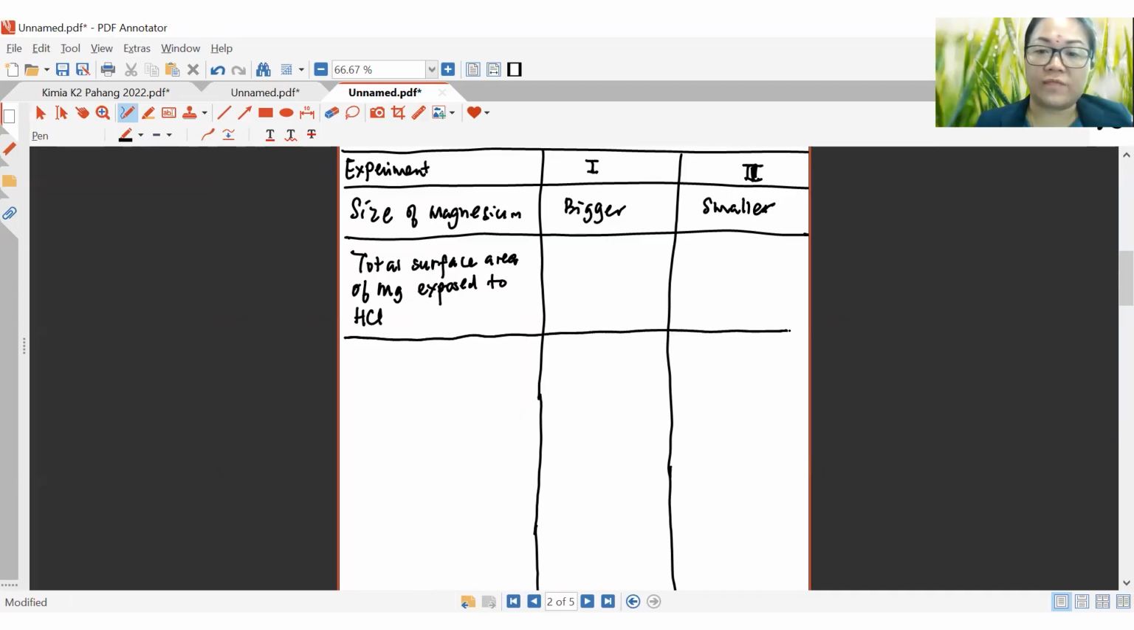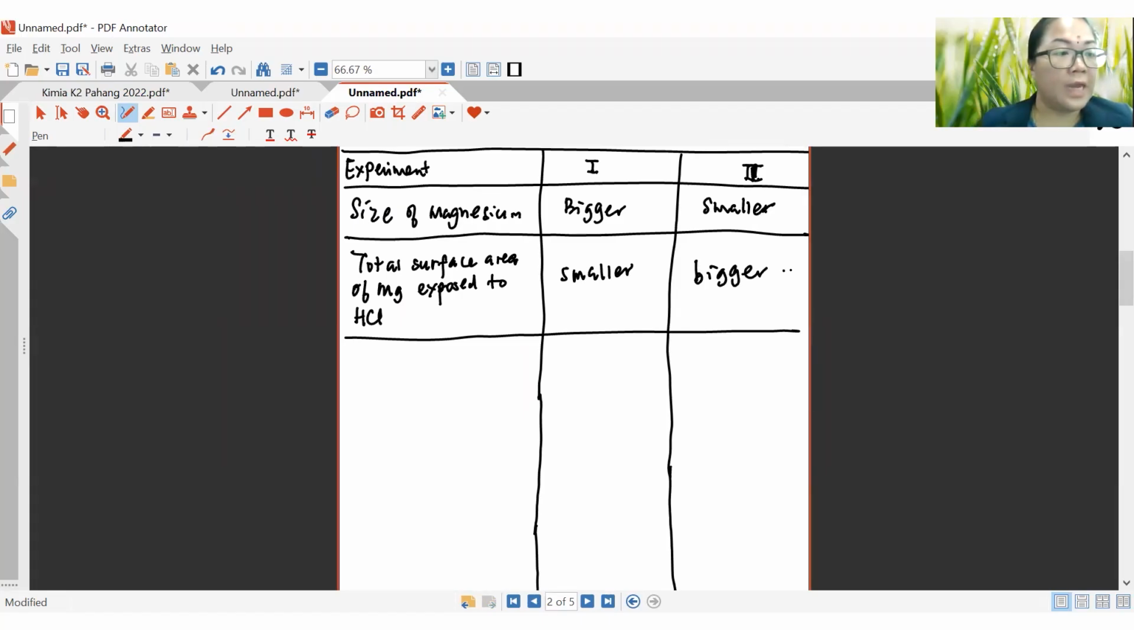Total surface area for 1 is smaller because it's a big piece. When you drop it inside the beaker, it will not spread, so the total surface area is smaller. But for 2, because it's in powder form, when you drop it into the beaker, it will spread open. So the total surface area is bigger.